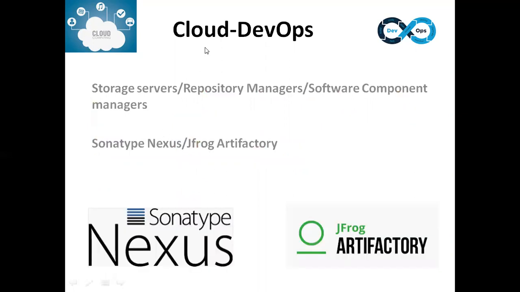I call it storage servers. Some people call it repository managers, and some say software component managers. Whatever we call it, it provides features like storing the artifacts. Examples of storage servers are Sonatype Nexus and JFrog Artifactory. These are the two major storage servers or repository managers the industry is currently using. You can choose either one. Both provide almost the same functionality, and both companies are competitive.